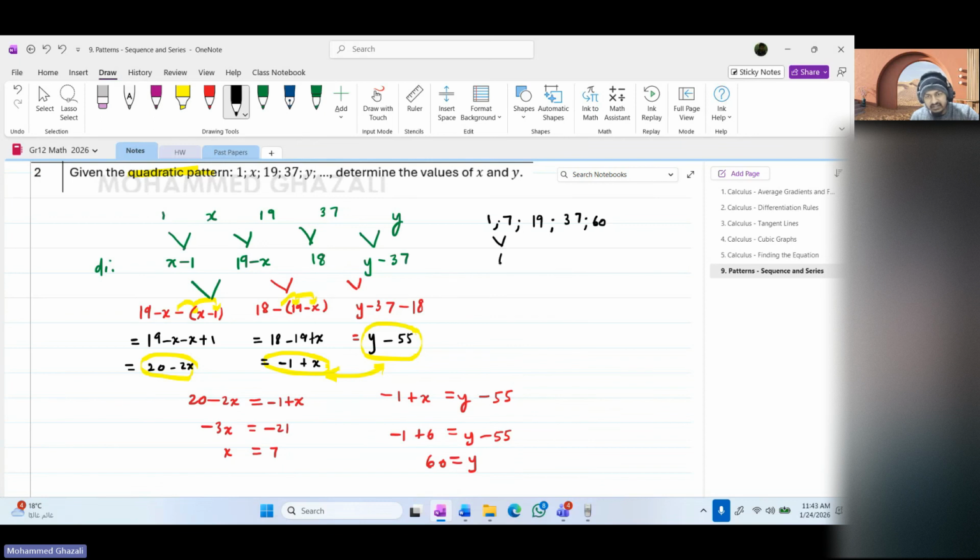How do you double check here in this case? 19 minus 7 is 12. That should give us 18, that should give us 24. Then 12 minus 6 is 6, and 6 and 6. Yeah, so it works perfect. So we double checked our answer and we can see the value of x equals 7 and the value of y equals 60 gives us the perfect quadratic. And that can only be the two values.